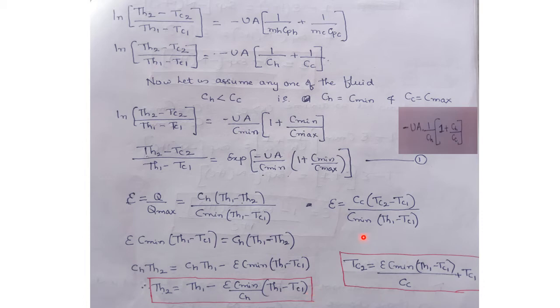Similarly, by solving this equation, in the same manner as we calculated TH2, I am going to calculate the value of TC2, where TC2 is the temperature of the cold fluid at the exit of the heat exchanger, and TH2 is the temperature of the hot fluid at the exit of the heat exchanger. Solving this equation similarly, with this and this cross multiplication, I have calculated the value of TC2.